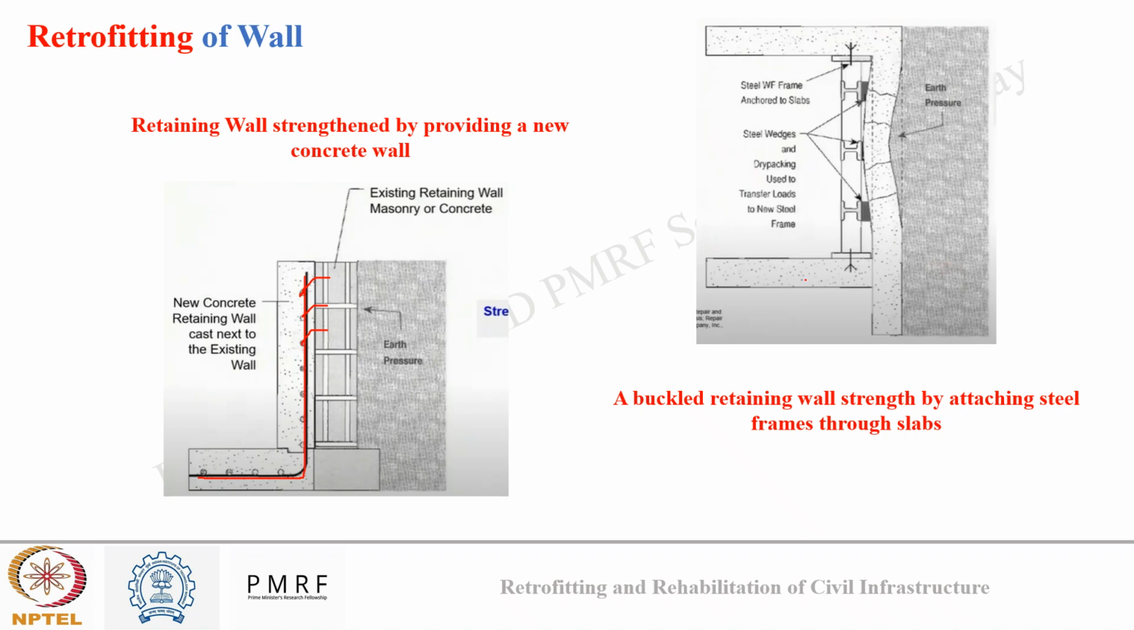Apart from this, steel anchoring across the top and the bottom slab can also be done to resist buckling. Here you can see steel wedges are provided on the surface where the cracking was observed, and it was connected with the old concrete using epoxy grouting or diaphragm material for properly transferring the load between the concrete and the new steel members. So a buckling retaining wall can be strengthened either by attaching steel frames through the slabs or by using concrete overlay.